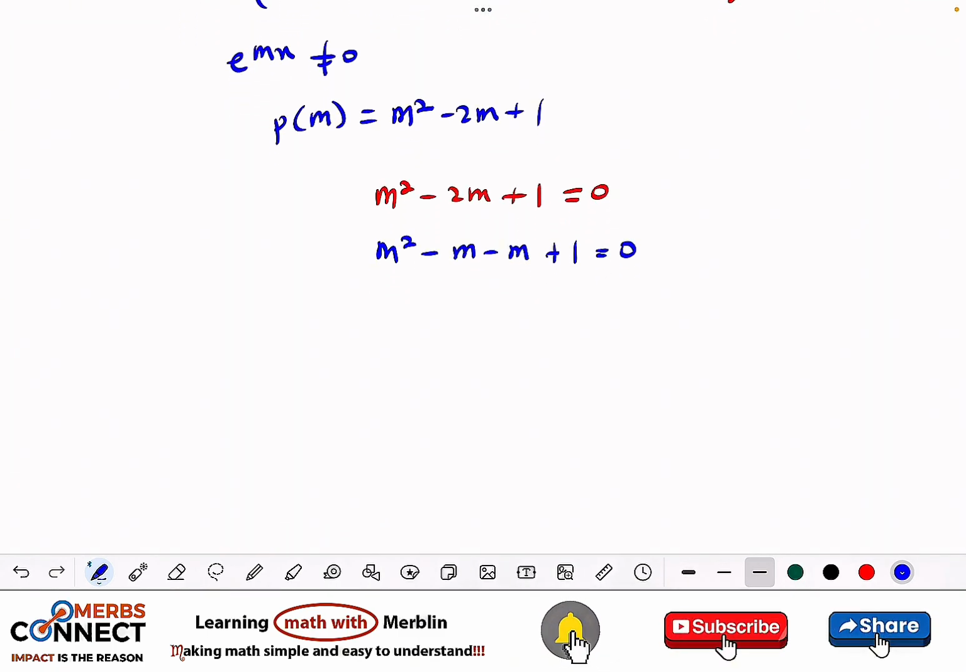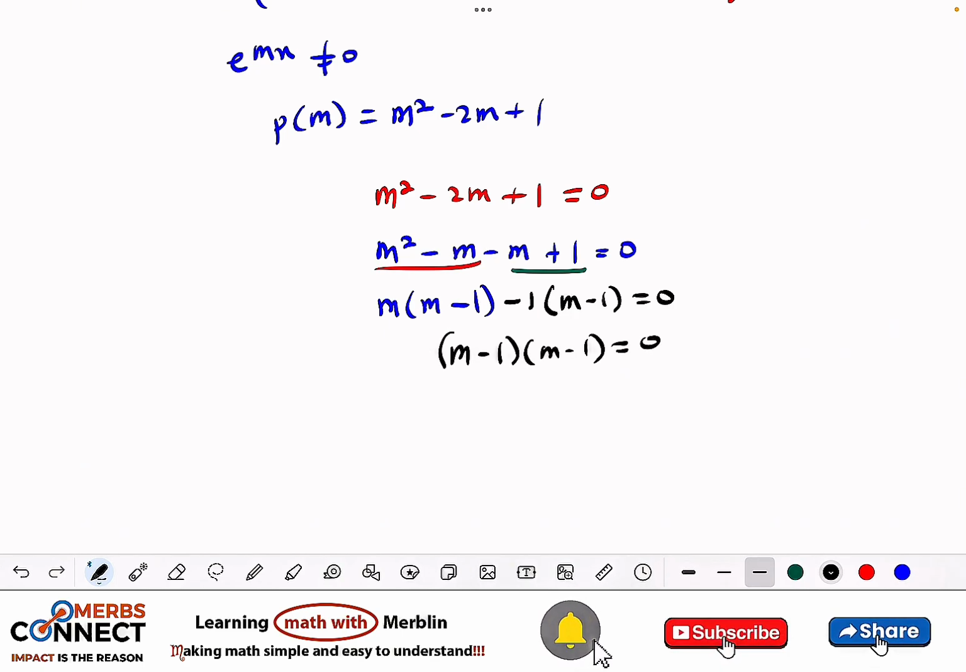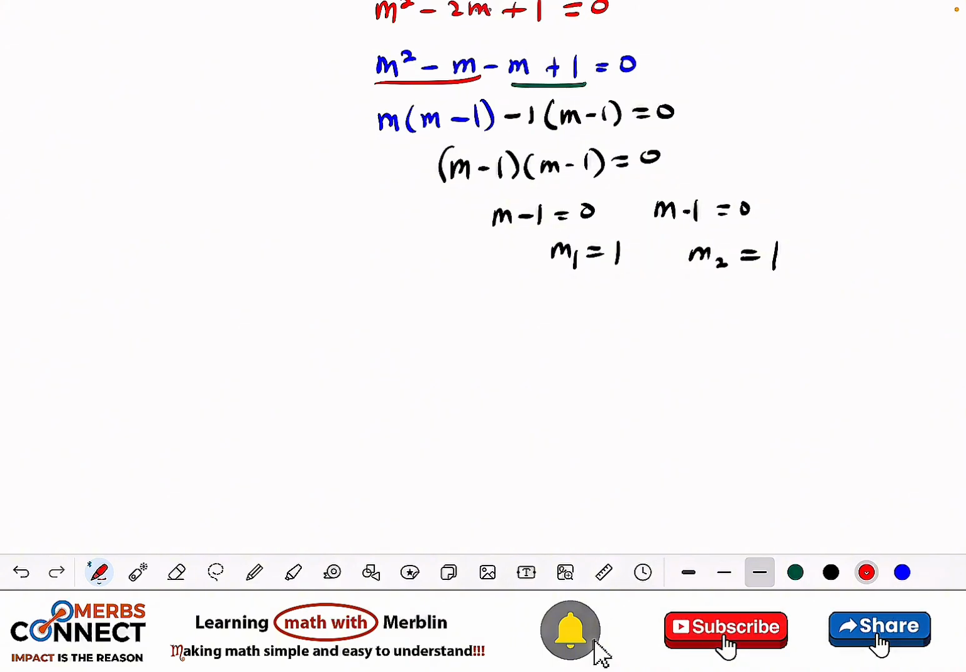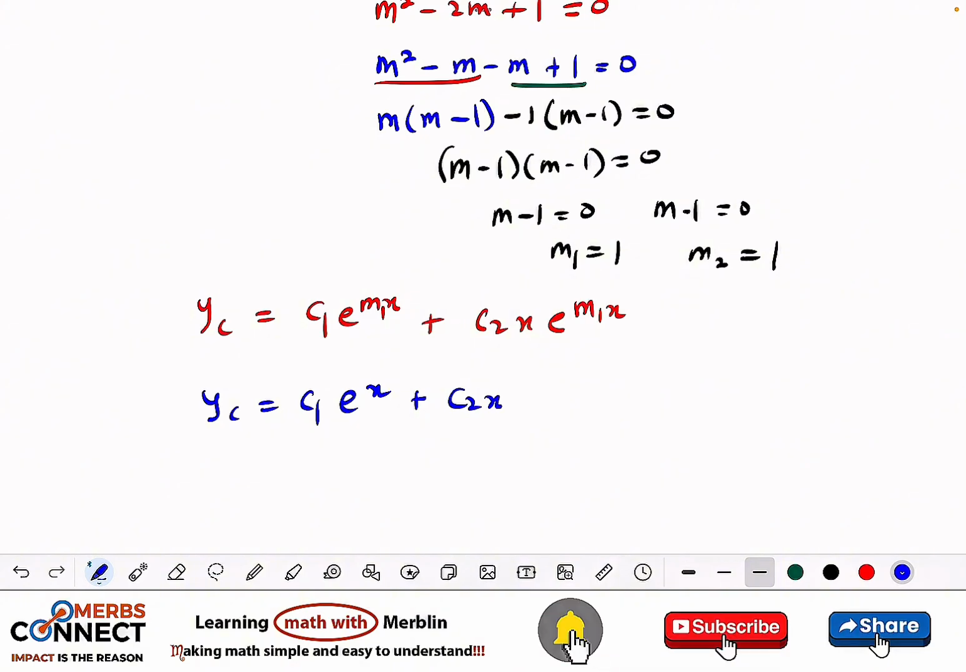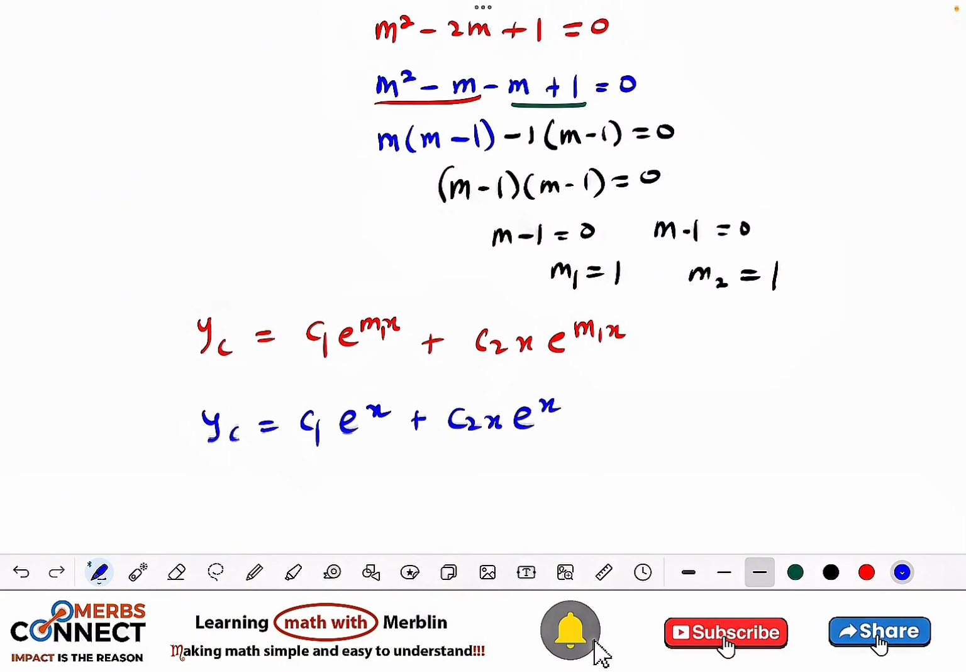Good. So this is true. So factor m out for the first side, and then this side, factor minus 1 out, and I'll be having m minus 1, which is equal to 0. So this is going to give us m minus 1 equal to 0, and m1 is 1. m minus 1 is equal to 0, and m2 is also 1. So it means that we have real values but repeated. So our complementary solution is going to be c1 e to the power m1x plus c2 x e to the power m1x again, because they are all the same. So the complementary solution will be c1 e to the power x plus c2 x e to the power x.